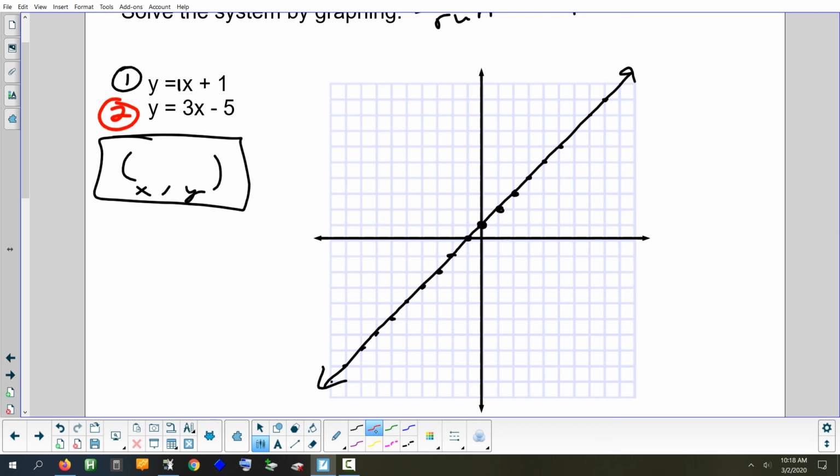What's my y-intercept on number 2? -5. So we're going to put a -5 right there. That's my y-intercept. Now, Kayla, what's my slope?